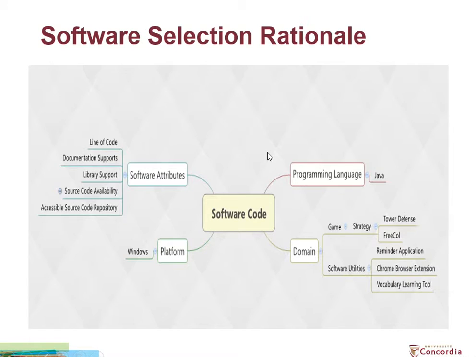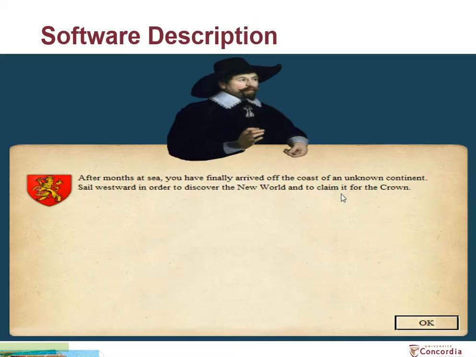In this picture, you can see the software selection rationale. We have chosen our case study according to these factors. The first one is software attributes, which consists of lines of code, documentation support to help us understand the code better, library support, source code availability, and accessible source code repository. The platform is Windows, the programming language is Java, and between these two domains, game and software utilities, we have chosen Freecol, which is a strategy game.